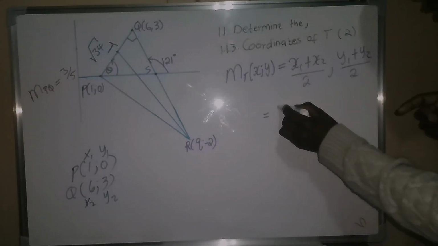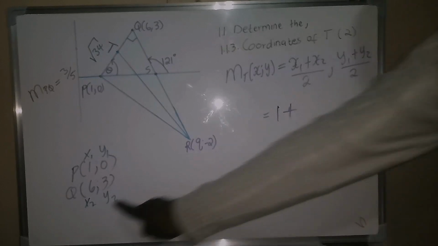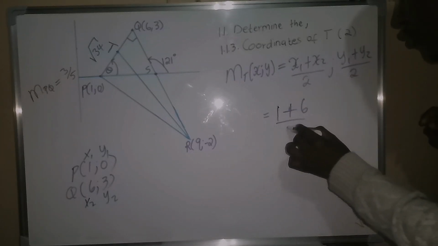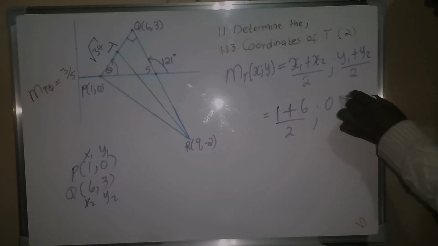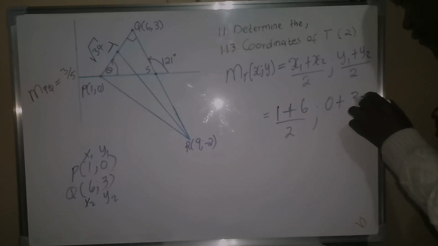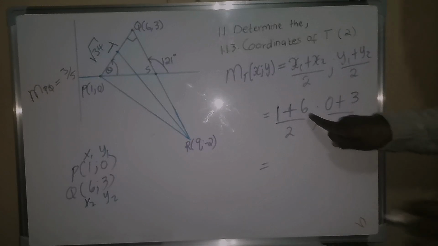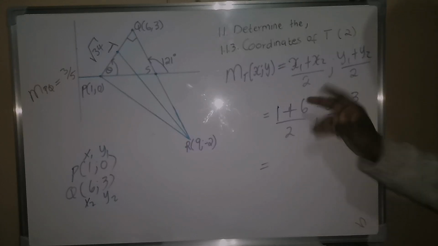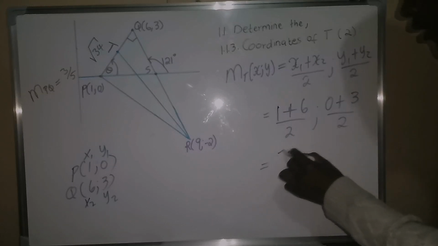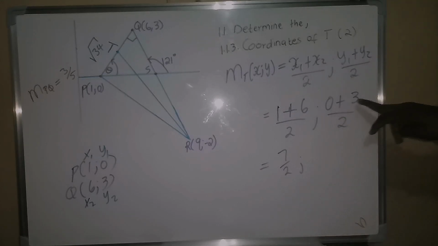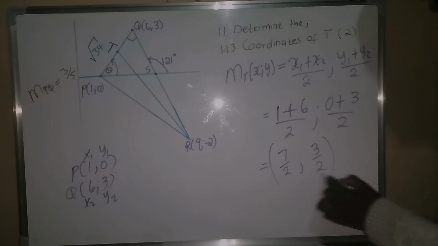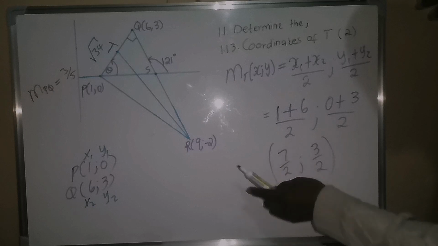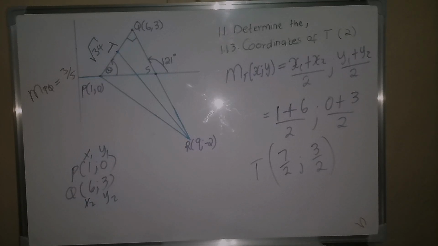Simple. x1 is 1 plus x2 is 6, divided by 2, and y1 is 0 plus y2 is 3, divided by 2. This is equal to, on the calculator, 6 plus 1 is 7, divided by 2 again, and 0 plus 3, 3 divided by 2 is 3 over 2. These are the coordinates of point T: 7 over 2 and 3 over 2.